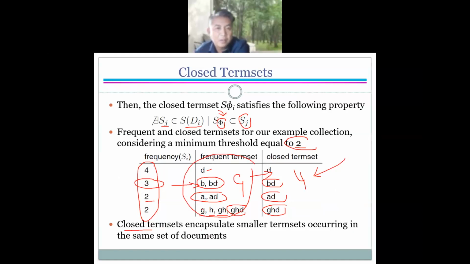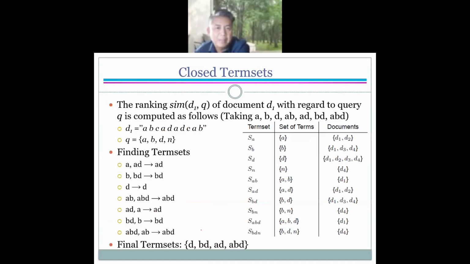Okay, so let's take a look at the example here. Now we are looking at document 1 and the query. The content of Q is A, B, D, N, and the content of D1 is A, B, C, A, D, A, D, C, A, B. Now what we want to do is find the term set, based on what we have before.